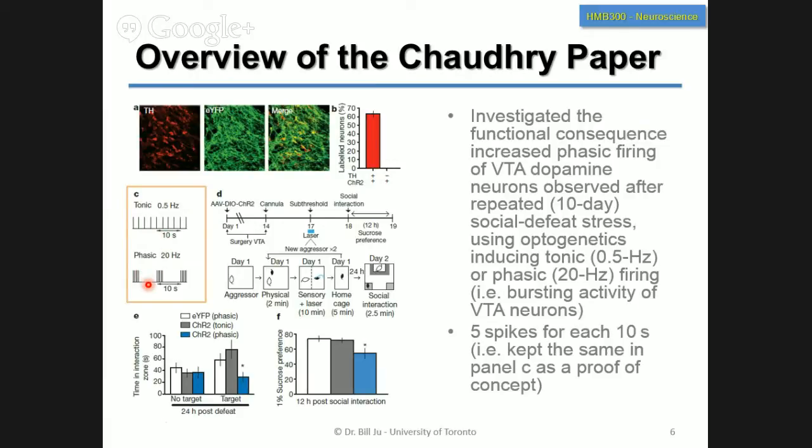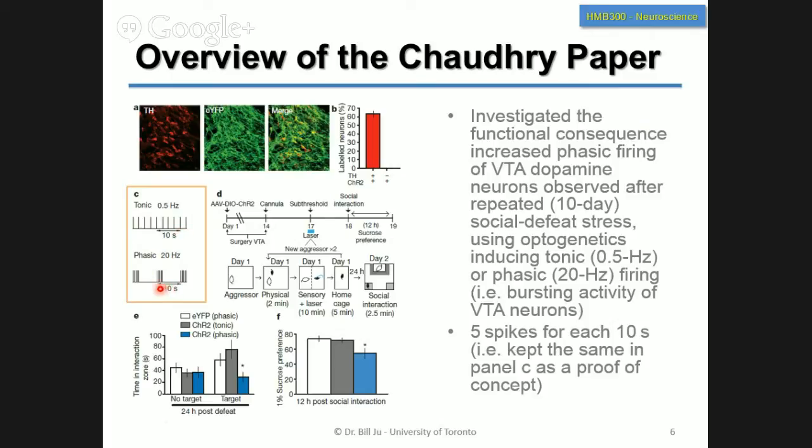So phasic is in bursts. You see bursts of action potentials, which occur at like 20 hertz intervals. Importantly, they wanted to keep this very, very consistent. So they had 5 spikes for each 10-second interval. In this 10-second interval, you'll see 5 action potentials being generated. So 5 action potentials over 10 seconds equals 0.5 hertz, right? If you do the division.